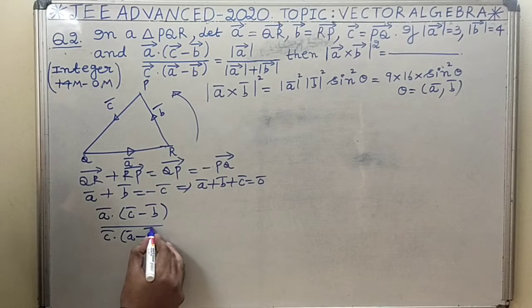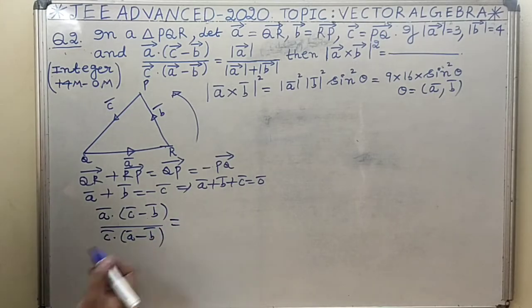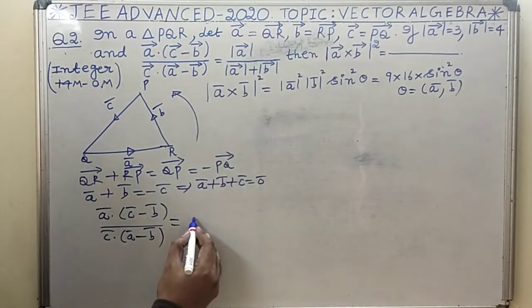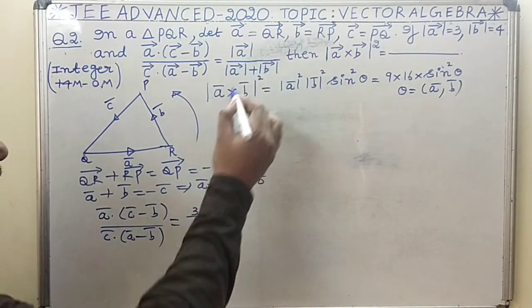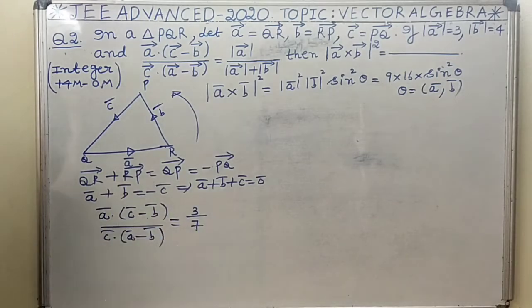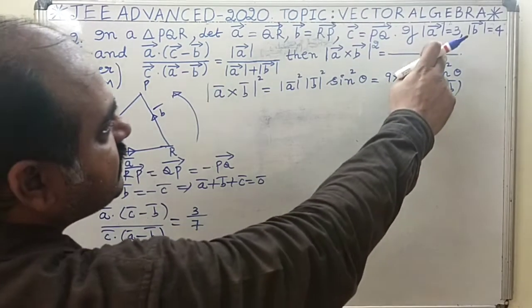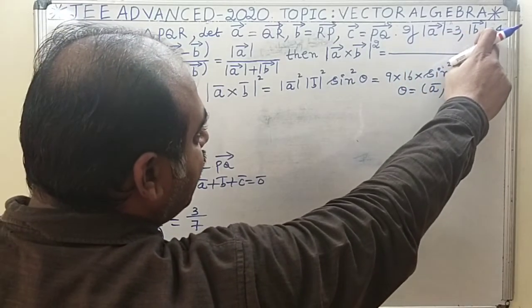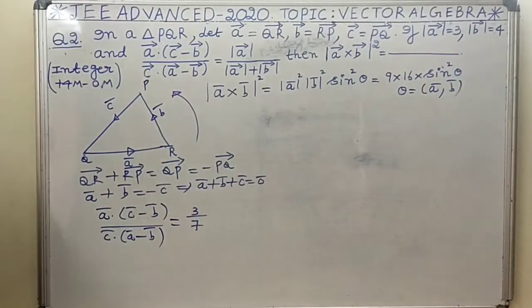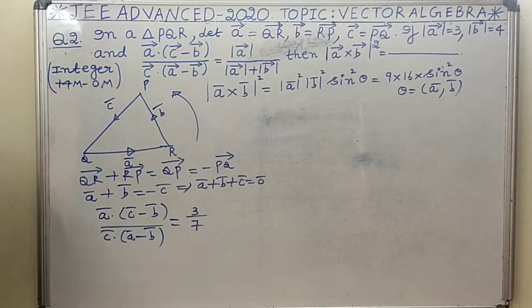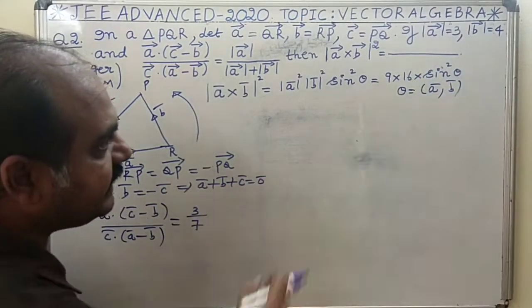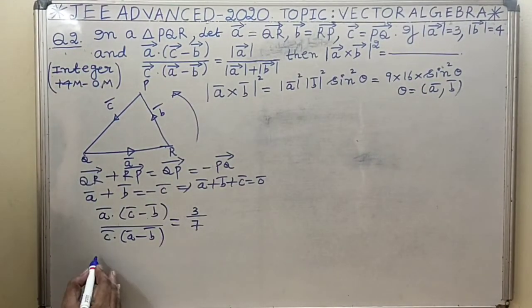Take the given relation equal to this. Modulus A bar is 3, and 3 plus 4 means 7. Here you know modulus A bar, modulus B bar, and you want the angle between A bar and B bar. That means you can eliminate C bar, because C bar is not necessary for calculating this answer.